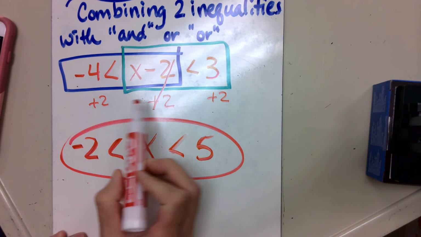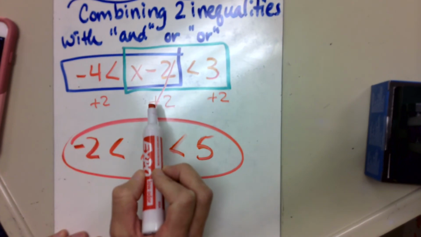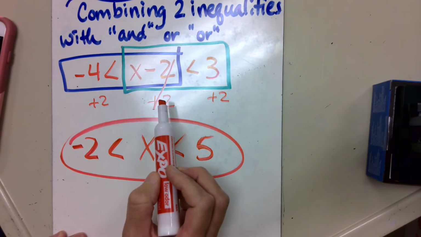One thing to remember, though, is that to get the variable by itself in the center, you have to do the step on all sides of the inequality.